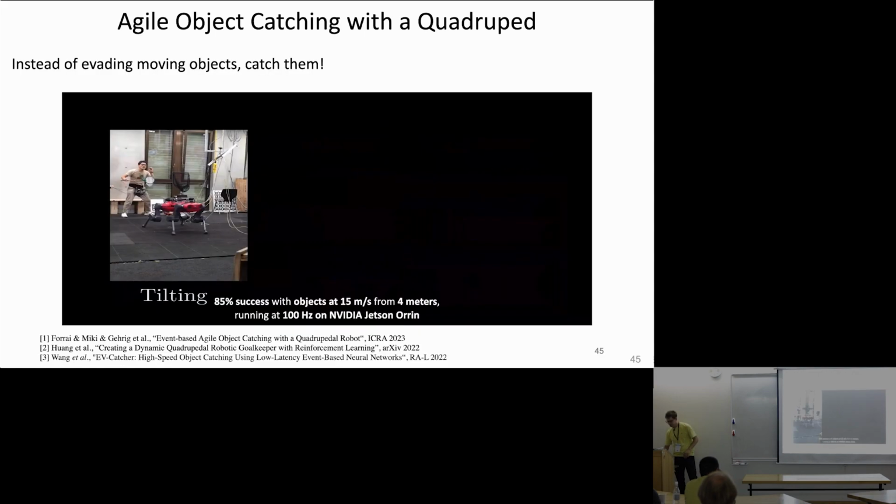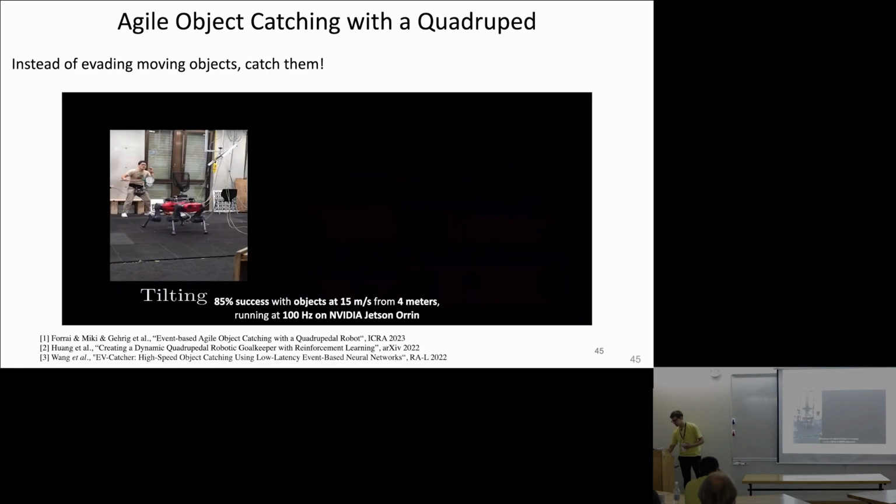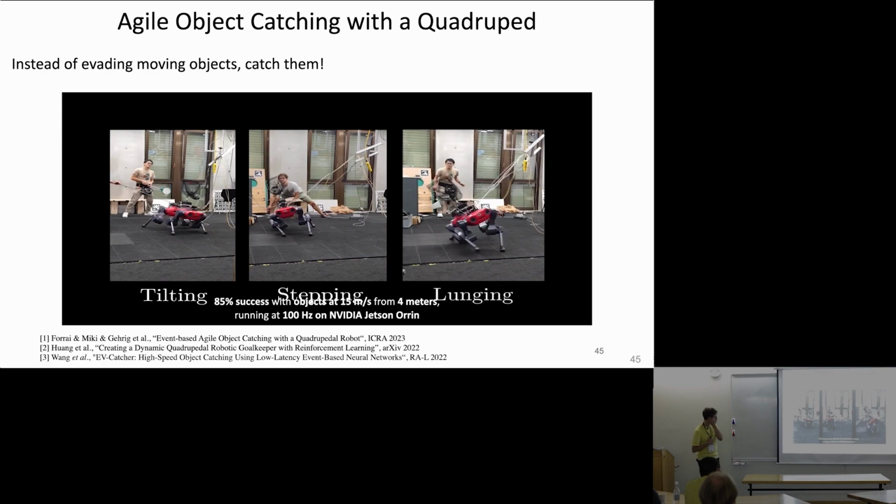This idea was also implemented. So instead of evading these objects, we could think about catching these objects. So this idea was also implemented on a quadruped. Here, the animal. This is a lab at ETH which developed these red robots. And here you can see that our algorithm tries to catch objects at up to 15 meters per second speed by tilting to the side.